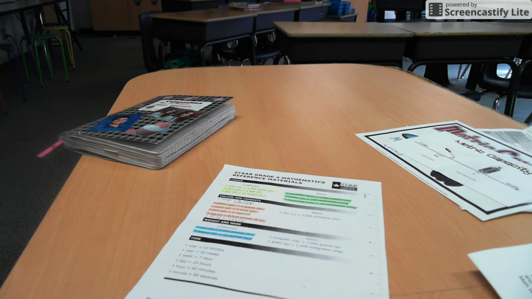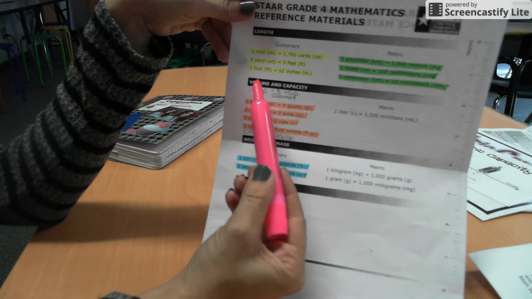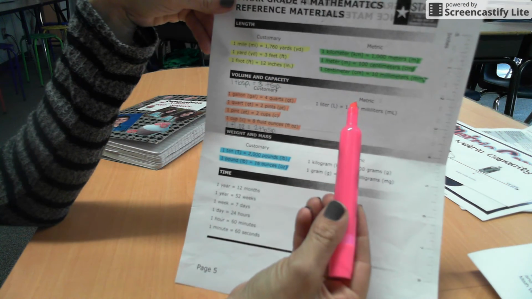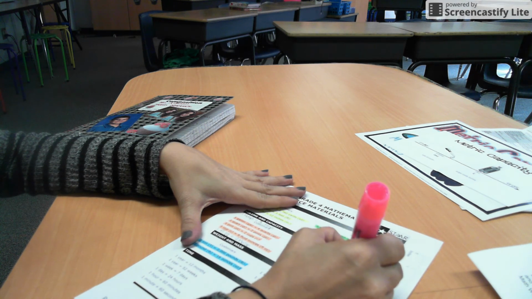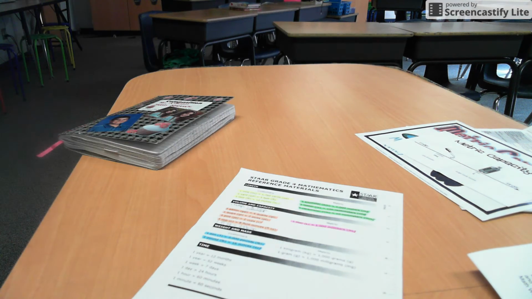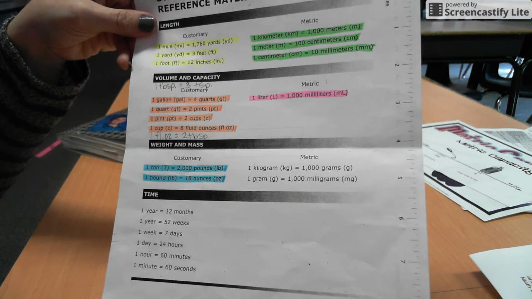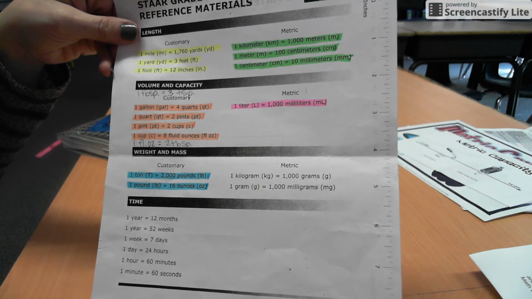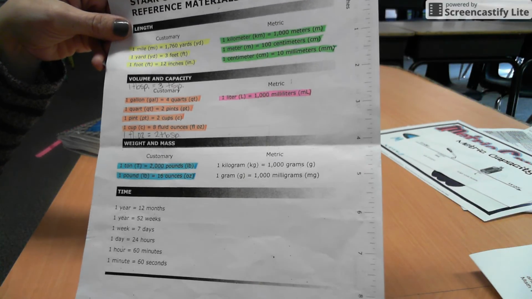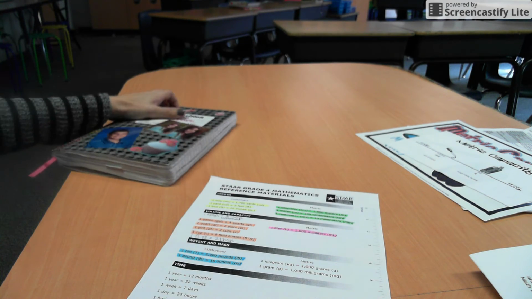All right, on this chart, we're going to need our pink highlighter. We're going to come find our volume and capacity. We're on the metric side, so we're only highlighting one, and all we're going to need conversion-wise for this one is that 1 liter equals 1,000 milliliters. And we're going to put that in our notebook in just a second when we do our notes, because it's going to help us when we go to do our conversions. So go ahead and get your math notebook.